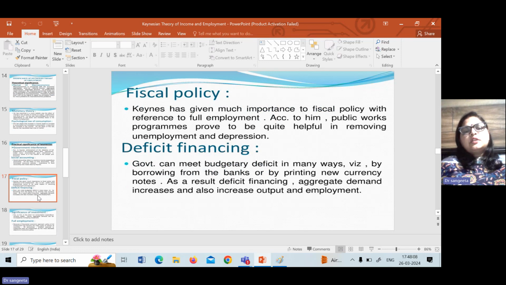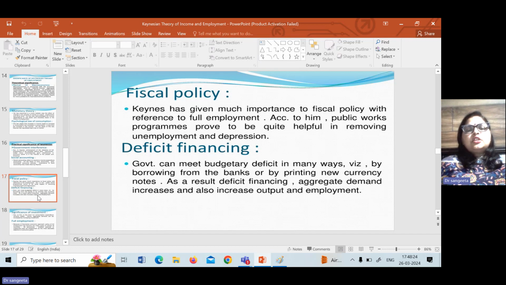Next comes the fiscal policy. Keynes has given much importance to fiscal policy with reference to full employment. According to him, public works programs proved to be quite helpful in removing unemployment and depression situations in the economy.